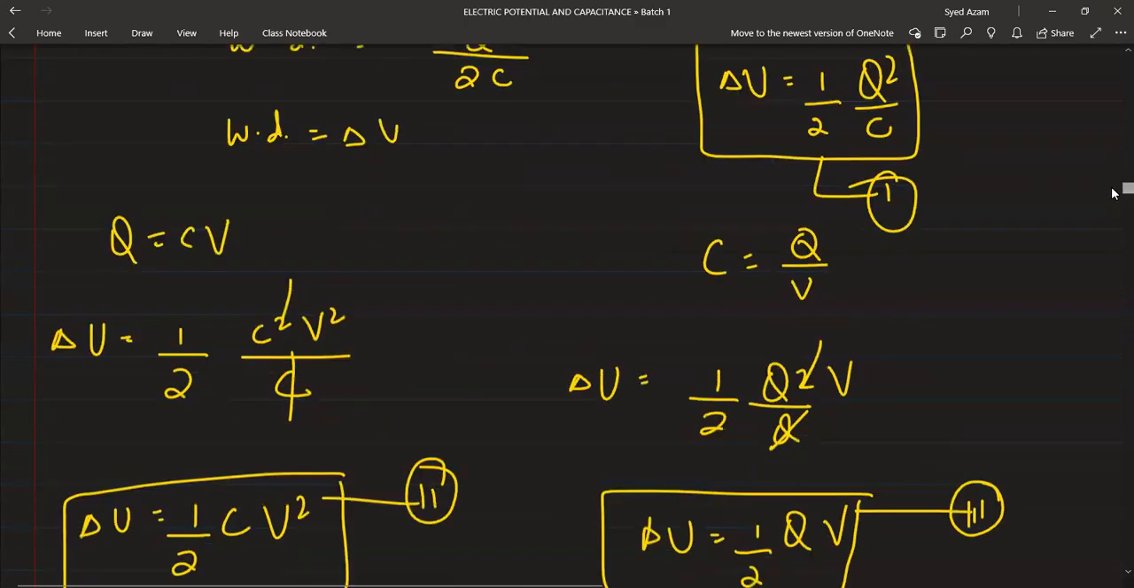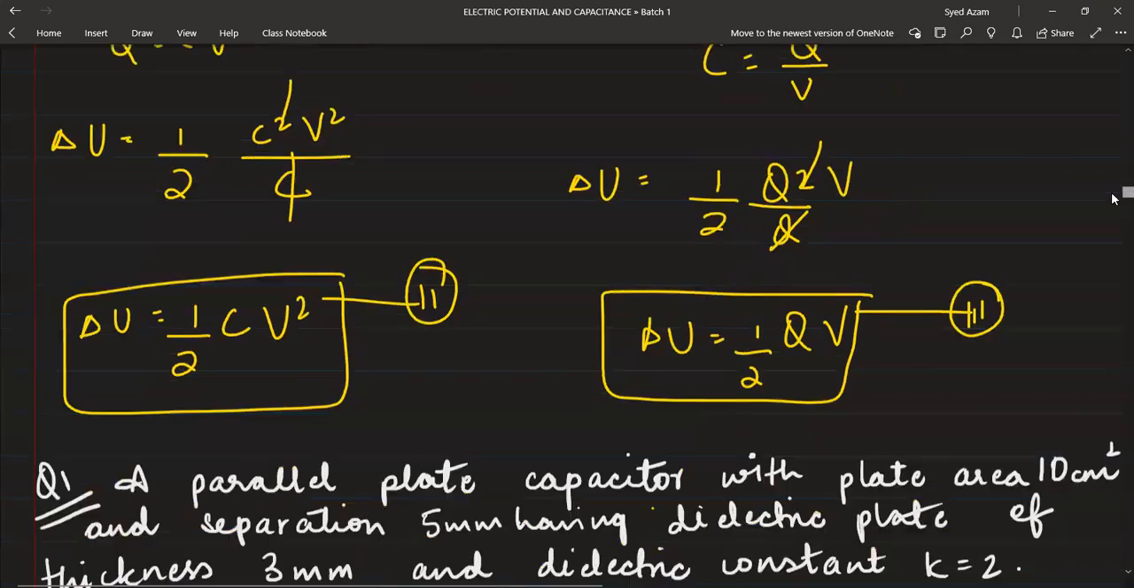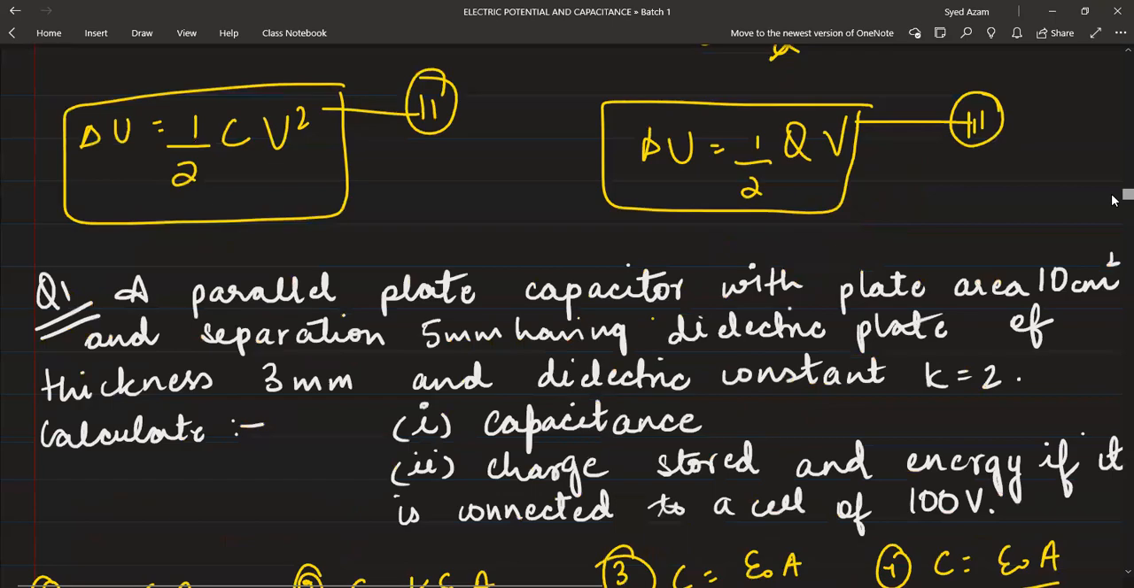Energy, you just need to remember this formula. Half Q square by C, half CV square, half QV. So all these formulas are the same, but they are just different variations of each other because Q is equal to CV. Okay, so these formulas you need to know, half Q square, whichever is given, you can apply that.